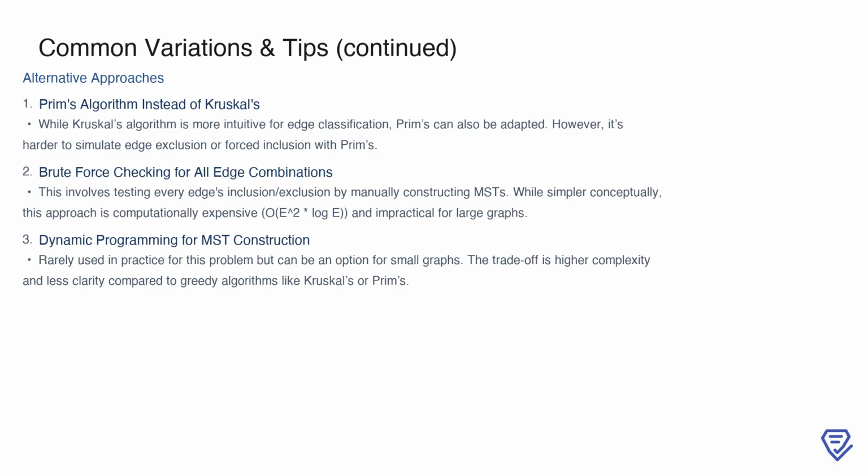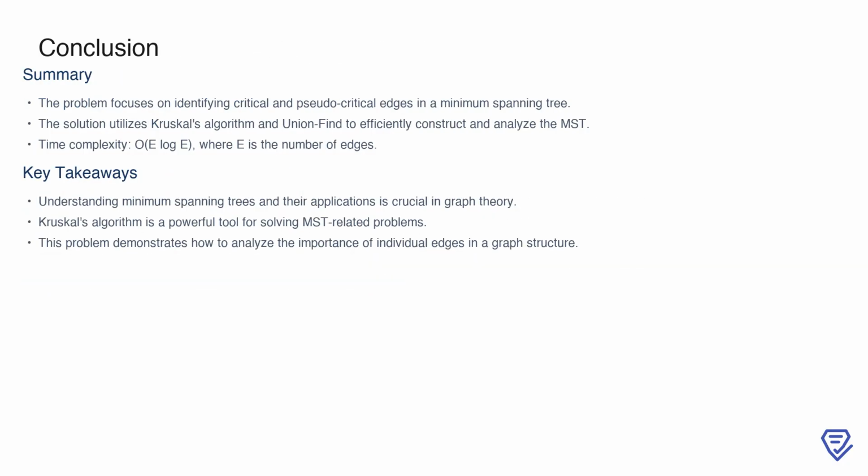A less common alternative is using dynamic programming to construct the MST. This method might work for small graphs, but it tends to be less efficient and less intuitive than greedy algorithms like Kruskal's or Prim's. Ultimately, understanding when and why to use these approaches is key to solving variations of the problem effectively. Great job! We've explored how to solve problem number 1489 using Kruskal's algorithm and MST concepts.